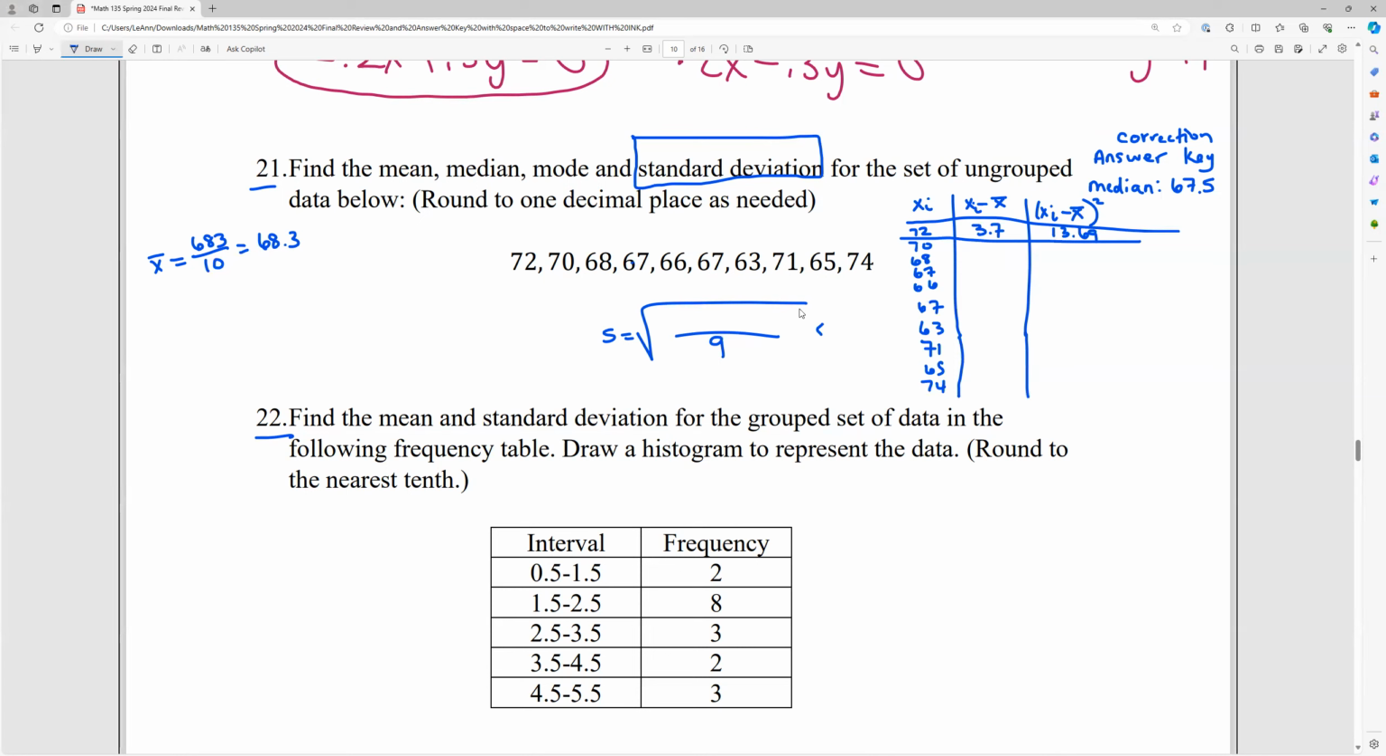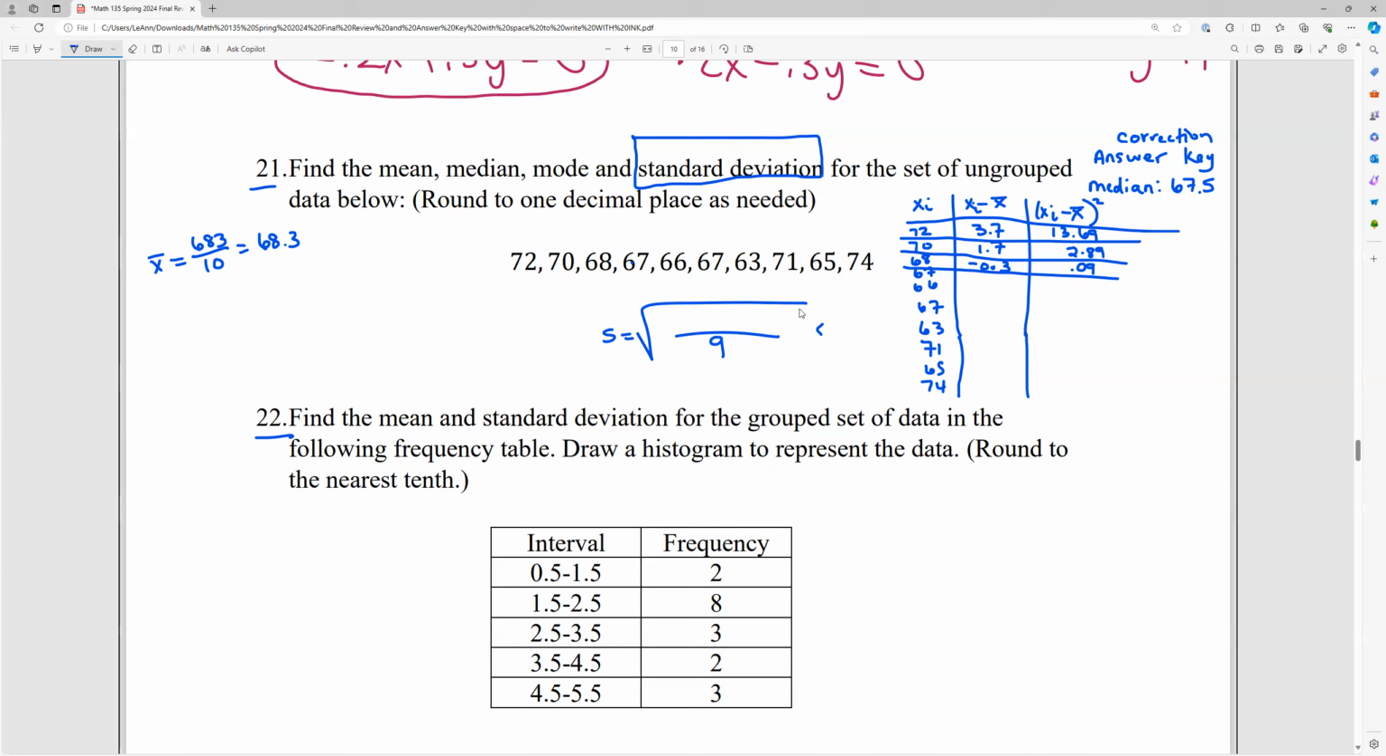And then we have 70 minus 68.3. That's going to be 1.7. We square that, just kind of drawing lines to separate. That's 2.89. And we do 68 minus 68.3. You always subtract your mean. That's negative 0.3. Now, when you square this on your calculator, if you don't put the negative in a parentheses, it doesn't know to square the negative. Your answer should be positive when you square. So this should come out to positive 0.09.